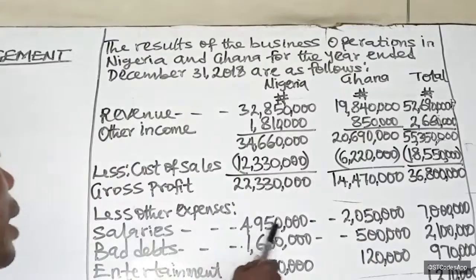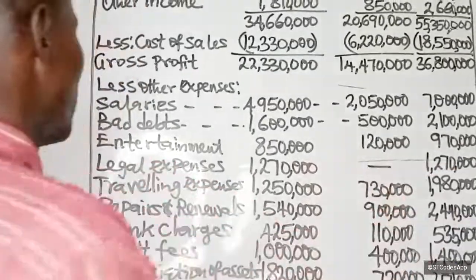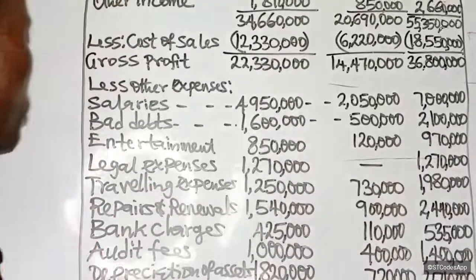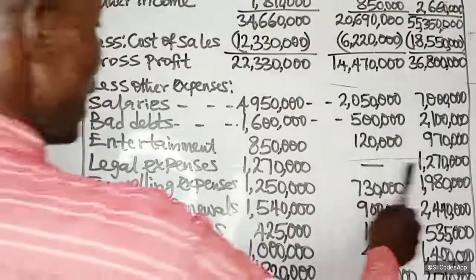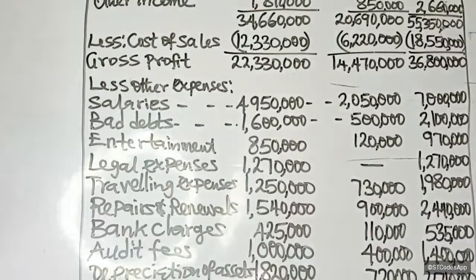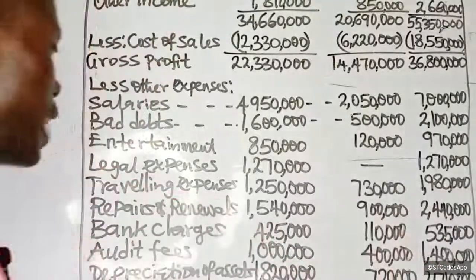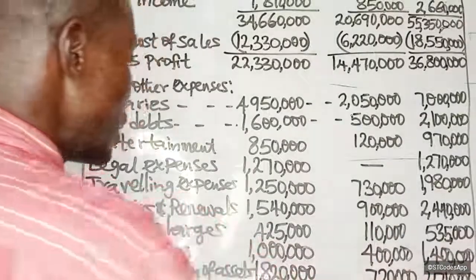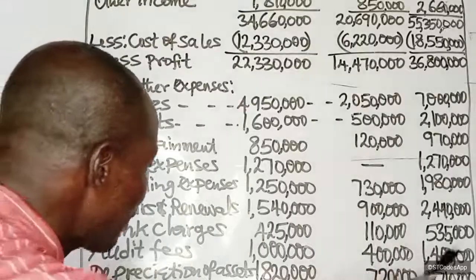We have salaries 4,950,000, 2,050,000, 7 million. Bad debts 1.6 million, 500,000, and 2.1 million respectively. Entertainment 850,000, 120,000, and 970,000. Legal expenses 1,270,000 and dash for Ghana and 1,270,000 for total. Traveling expenses 1,250,000, 730,000, and 1,980,000. Repairs and renewals 1,540,000, 900,000, and 2,440,000. Bank charges 425,000, 110,000, and 535,000.